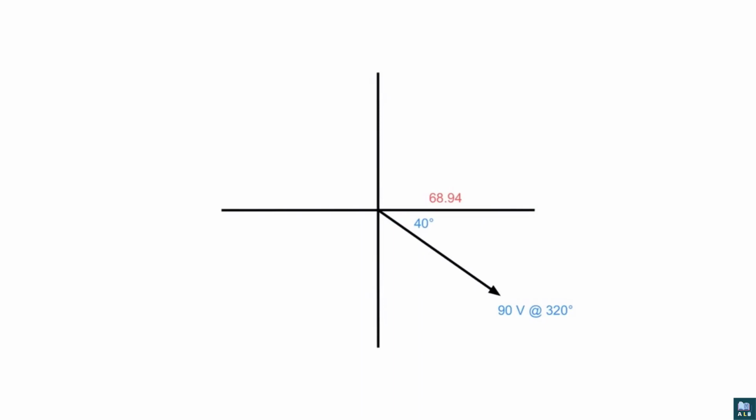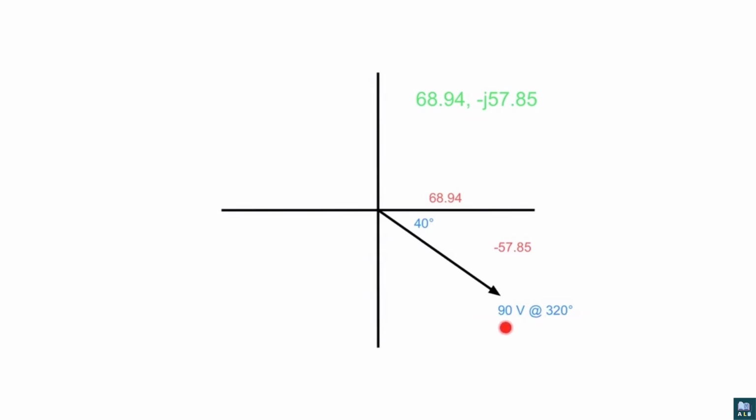And next up, I've got to go 90 times the sine of 320 degrees, which would give me a negative number. Now I've got that as 57.85, which is right there. So that will be a negative 57.85. And there we have it. If I've got my polar form, which is 90 volts at 320 degrees, these two can be expressed as 68.94 negative j 57.85. And that's how you convert polar to rectangular.